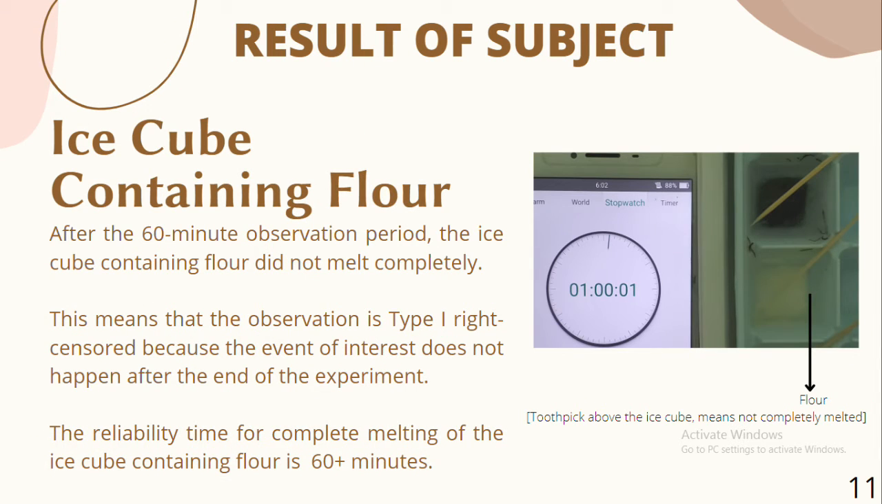Thirdly is the ice cube containing flour. Again, after 60 minutes of observation, the ice cube containing flour did not melt completely. This means that it is a type 1 right censor observation because the event of interest does not happen as well. Hence, the reliability time for the complete melting of the ice cube containing flour is 60 plus minutes. We can see from the photo, the toothpick can be placed above the ice cube, which means that it is not completely melted.